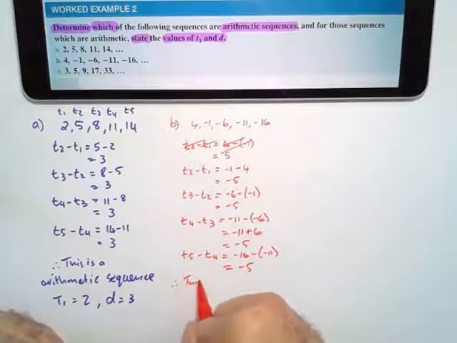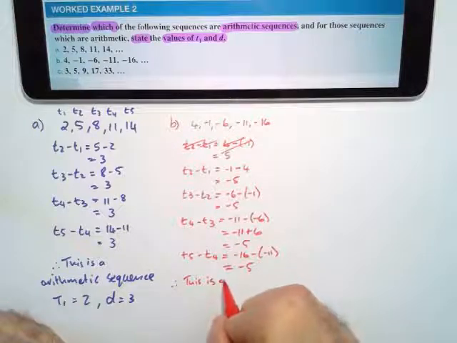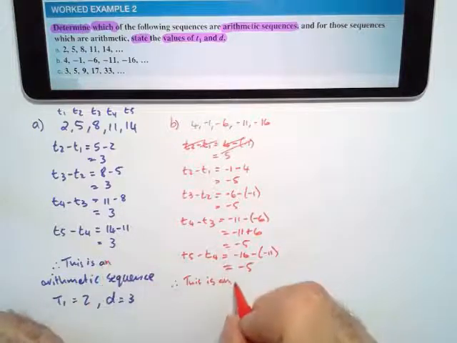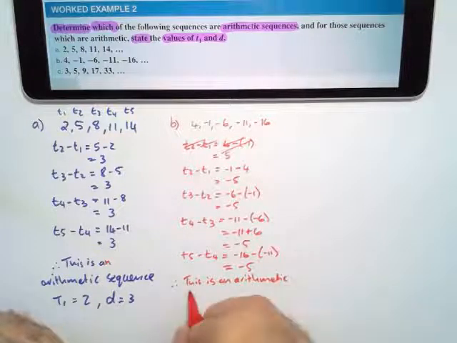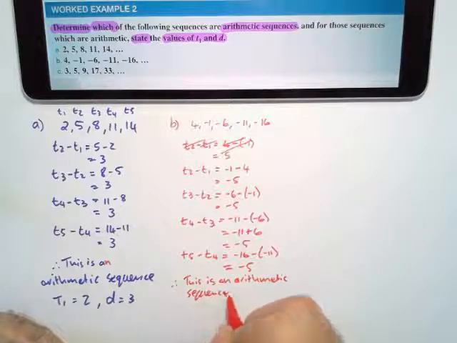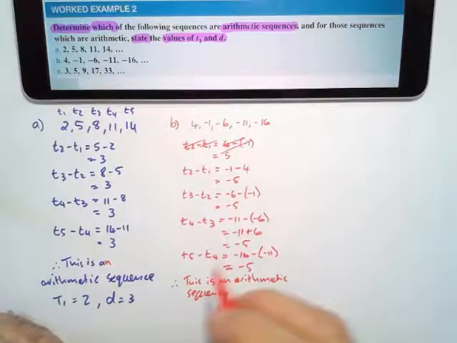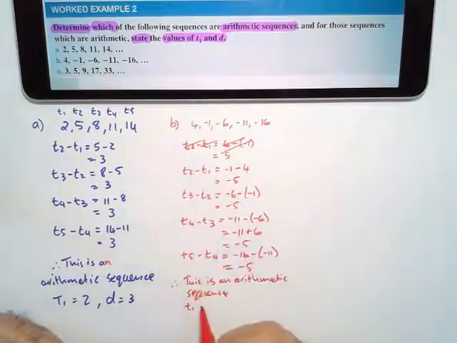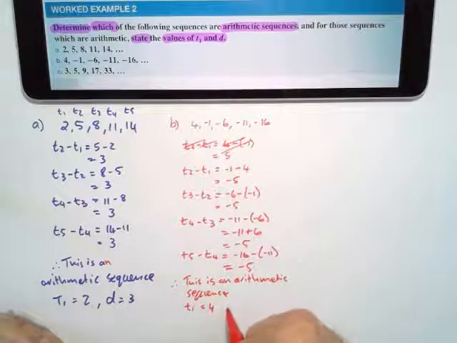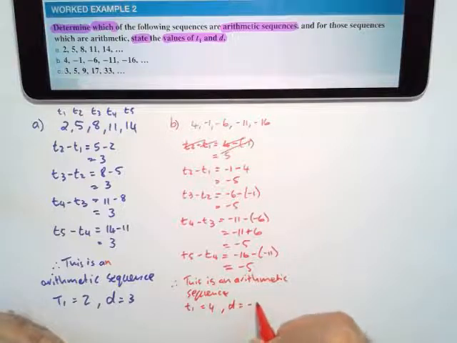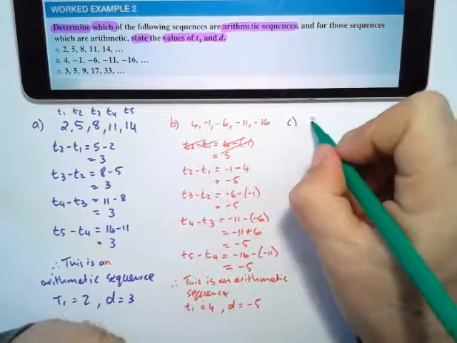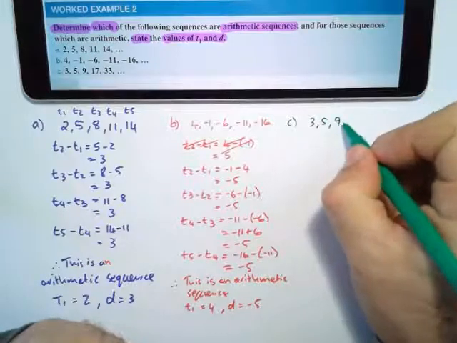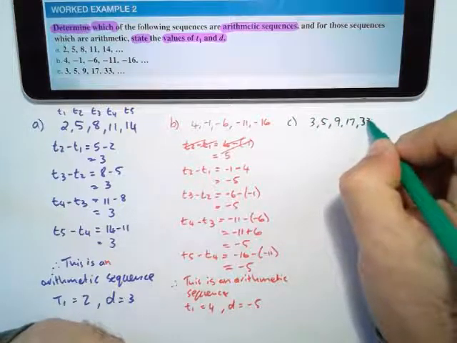Therefore, this is an arithmetic sequence. And then I also say, remember, to state the values of T1. So T1 is the first term, which is 4, and d is my common difference, and the common difference is negative 5. For my last question, question C, I have 3, 5, 9, 17, and 33.